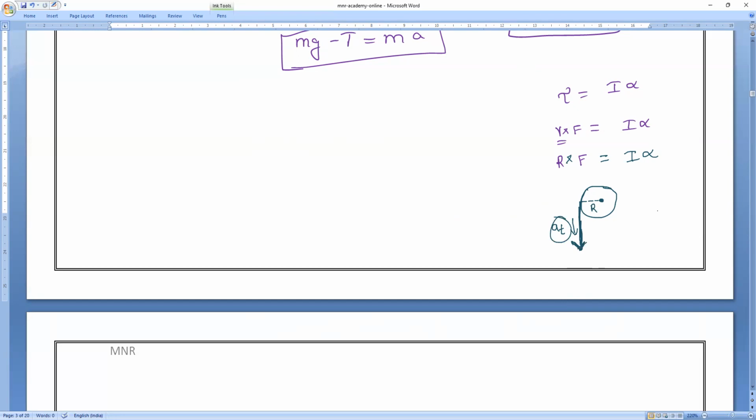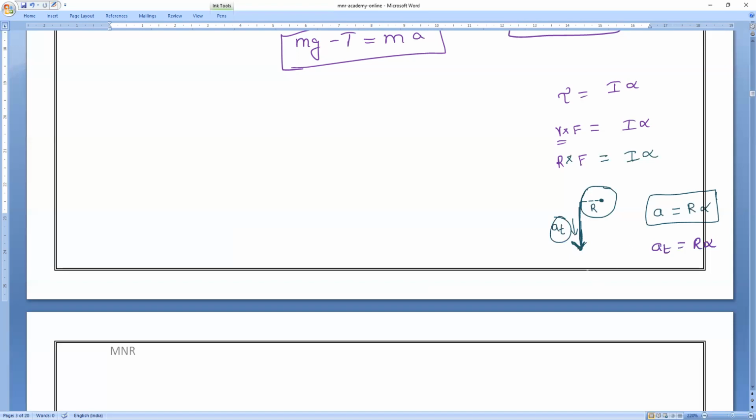So what is the relationship between acceleration and angular acceleration? We all know A is equal to what, Rudreswar? A is equal to R alpha. The tangential acceleration is equal to R into alpha.